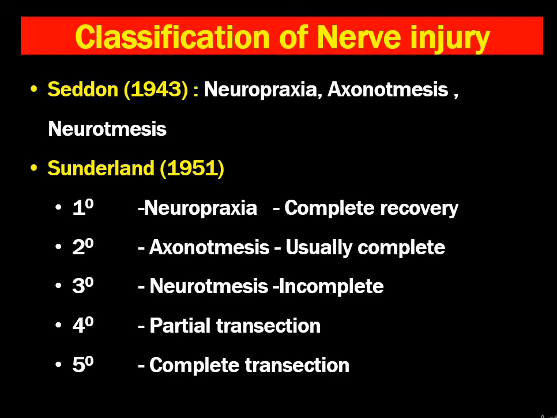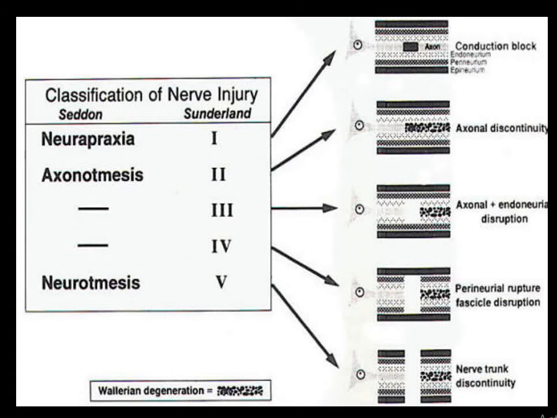Third degree is neurotmesis, when the neurons will also be affected and there will be incomplete recovery. In the fourth and fifth degrees, there will again be incomplete recovery, and in the fifth degree there might be synkinesis due to complete transection of the facial nerve. Now the classification in gist: neuropraxia in Seddon's classification is Sunderland type 1, axonotmesis is type 2, and neurotmesis is type 5.